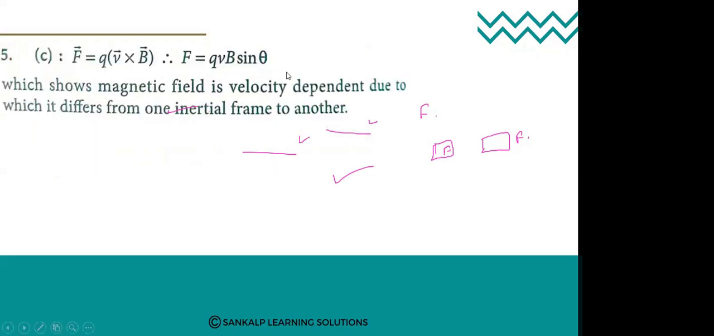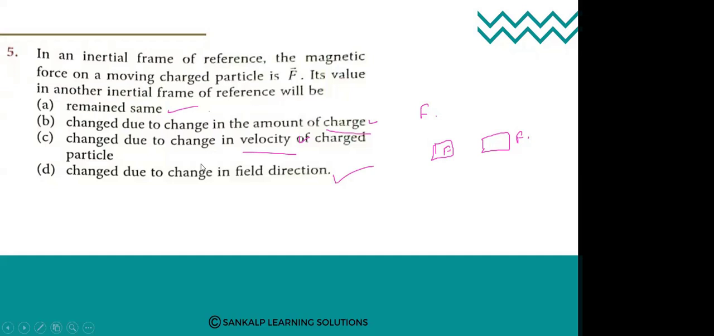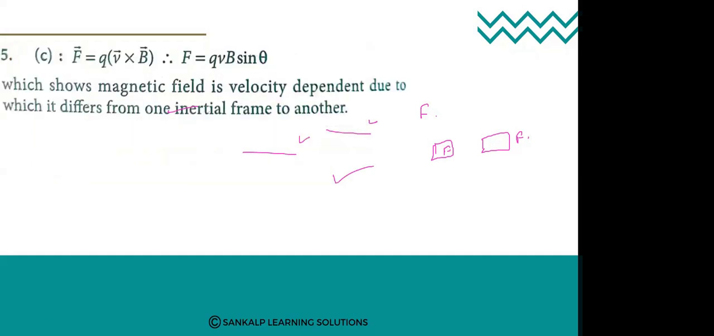So here option C, that is, it changes due to the velocity of the charged particle changing, because velocity depends on the acceleration. So in an inertial frame of reference, if you have a different inertial frame of reference, the acceleration due to gravity will be different. So when acceleration due to gravity is different, velocity will be changing. Therefore the magnetic force also changes, because they have given that F is equal to QVB sin theta.